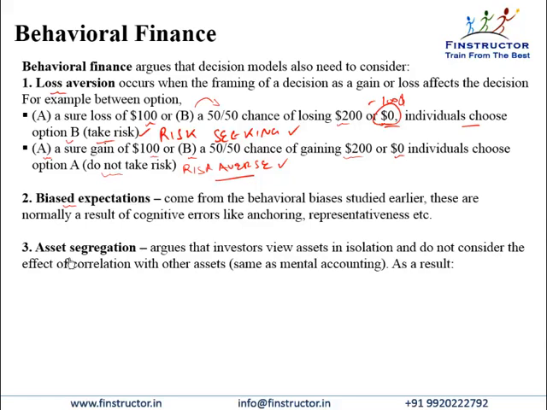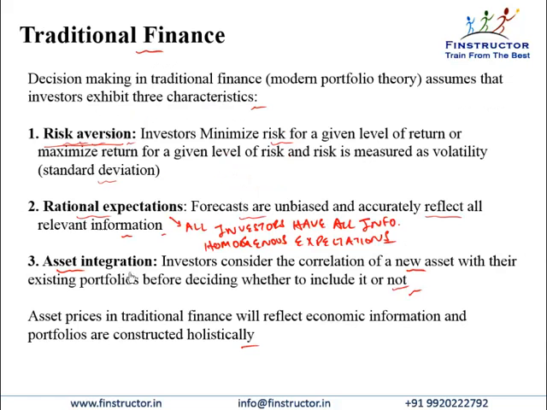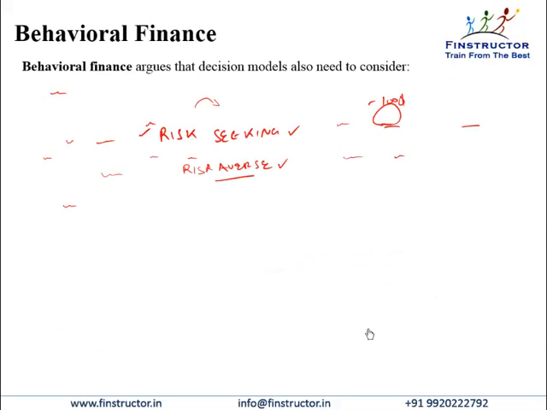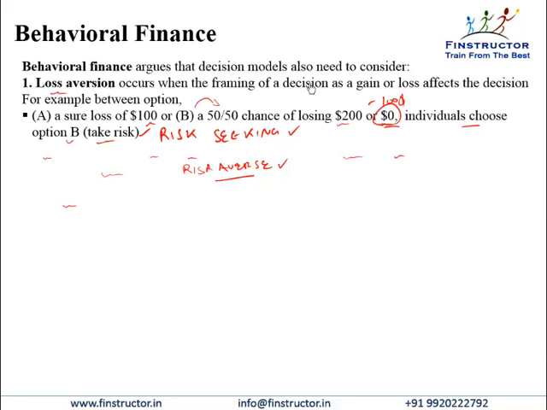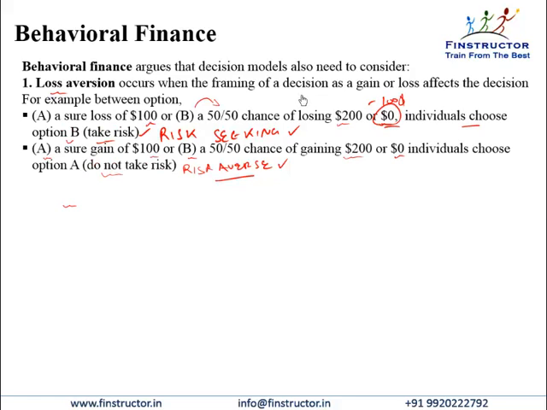Rather than asset integration, behavioral finance argues asset segregation. That is, investors view assets in isolation and do not consider the effect of correlation with other assets. So asset integration argues that investors consider the correlation of the new asset with their existing portfolios before deciding whether to include it or not. Hence, asset prices in traditional finance are efficiently priced, that is, they reflect all economic information. Behavioral finance argues that people also need to consider various biases before making decisions.